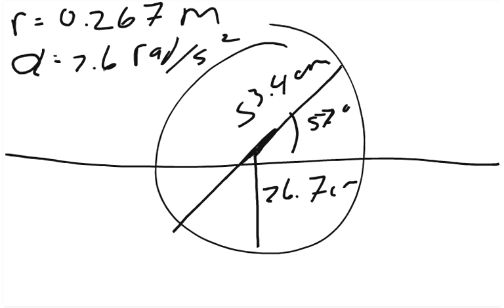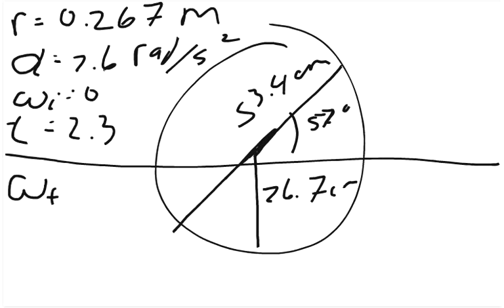It tells us that the angular acceleration is 2.6 radians per second squared, its initial angular velocity is 0, and it is rotating for a time of 2.3 seconds. And so we need to find the angular speed. So we need to find the final angular speed at 2.3 seconds.